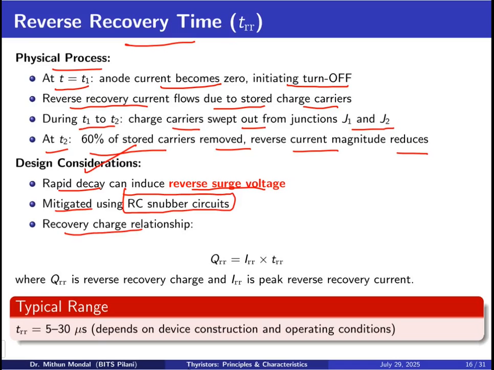Recovery charge relationship: QRR is basically the product of IRR and TRR. QRR is the reverse recovery charge, IRR is the peak reverse recovery current, and TRR is the reverse recovery time. Typically, this time is in the range of 5 to 30 microseconds, depending on the device construction and the operating conditions.